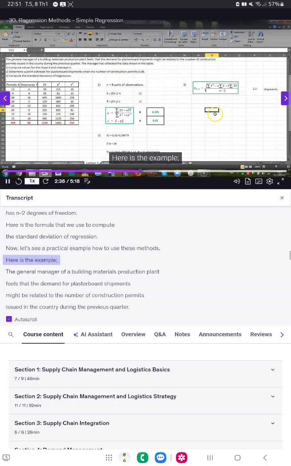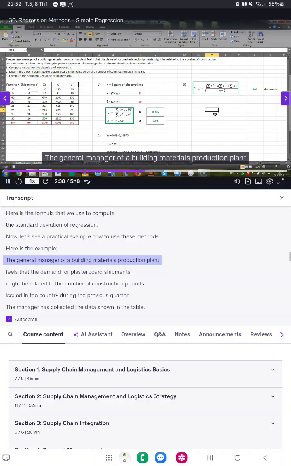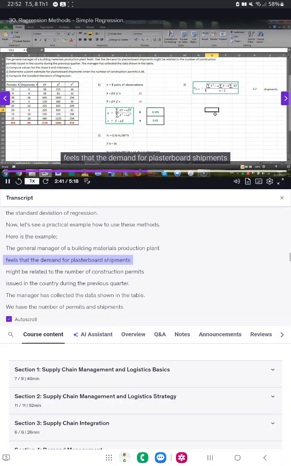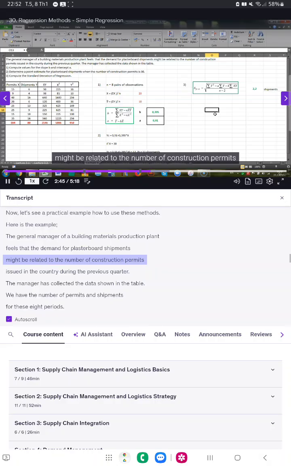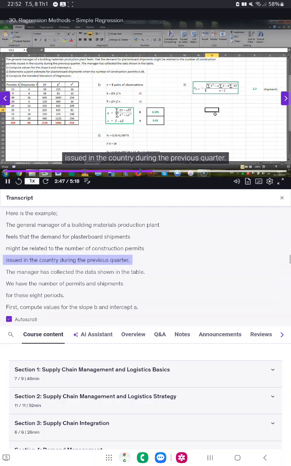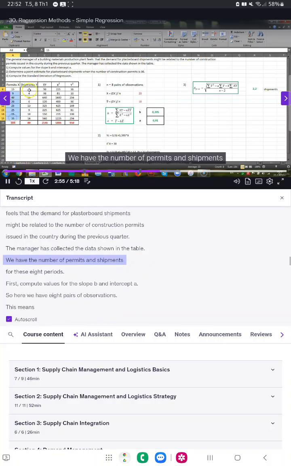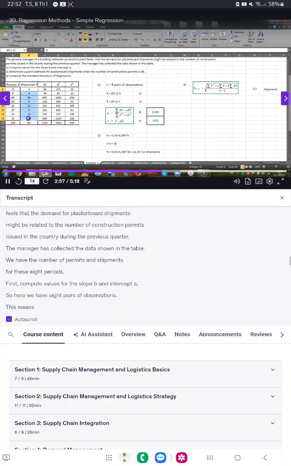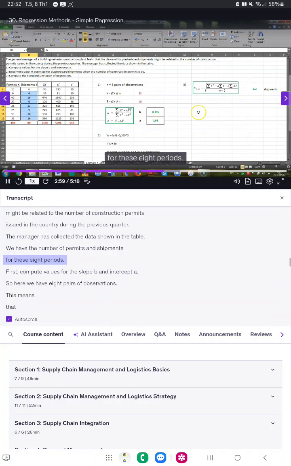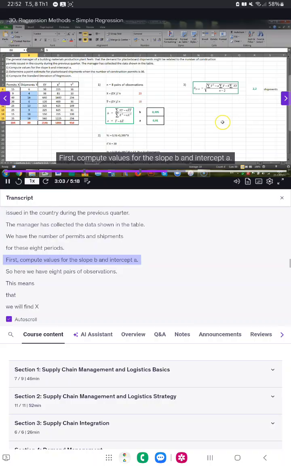Here is the example. The general manager of a building materials production plant feels that the demand for plasterboard shipments might be related to the number of construction permits issued in the country during the previous quarter. The manager has collected the data shown in the table. We have the number of permits and shipments for these 8 periods. First, compute values for the slope B and intercept A.